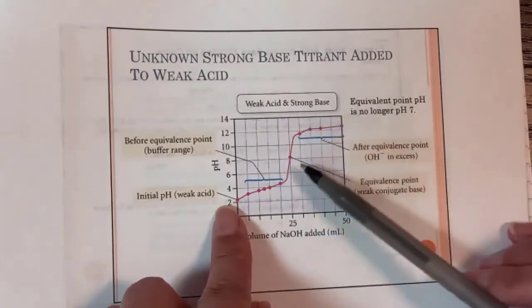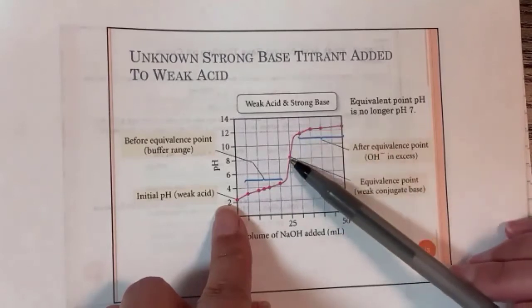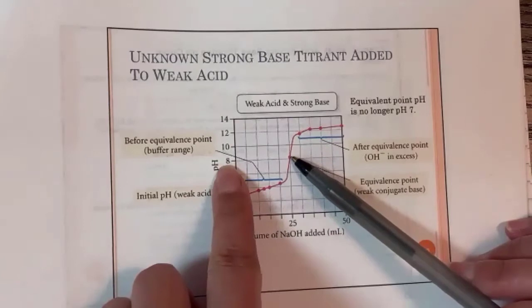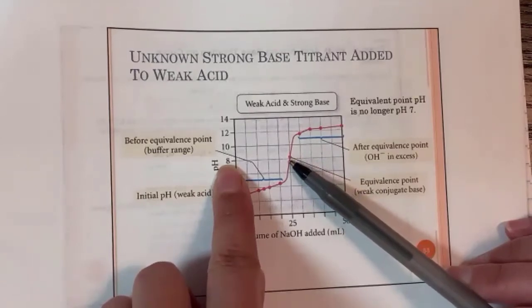Then you have the basic region here. So this point here, the middle point, look, it's 8, it's not 7. Okay, so we always have this assumption that every time you do titration, the equivalence point is always 7. That's actually not true. It's only 7, only neutral, if you have a strong acid and strong base.